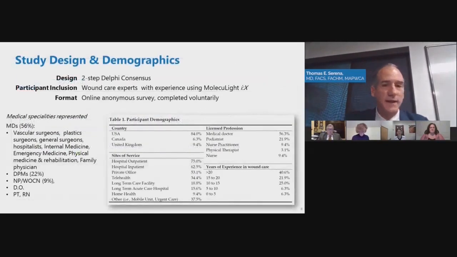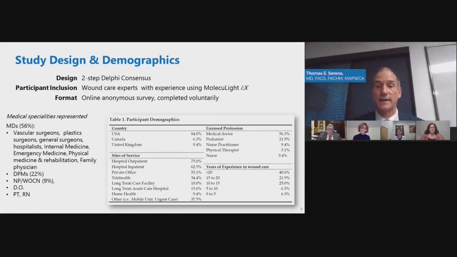So the study design and demographics, you can see there were physicians, podiatry, nurse practitioners, WOCN nurses, physical therapists, really a nice spread of the multidisciplinary team that does wound care. We had mostly US-based clinicians. And most of them were very experienced in wound care. You can see that the majority had more than 20 years.